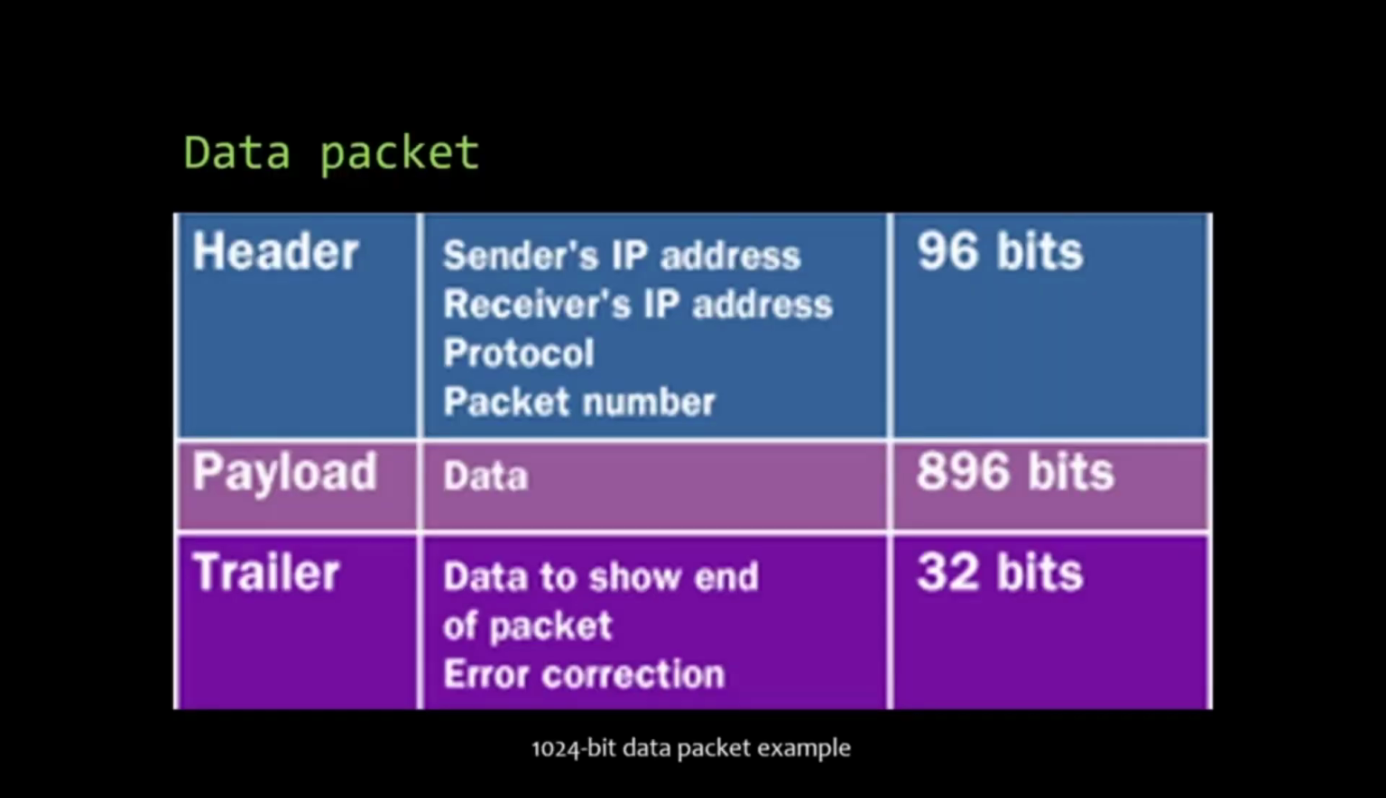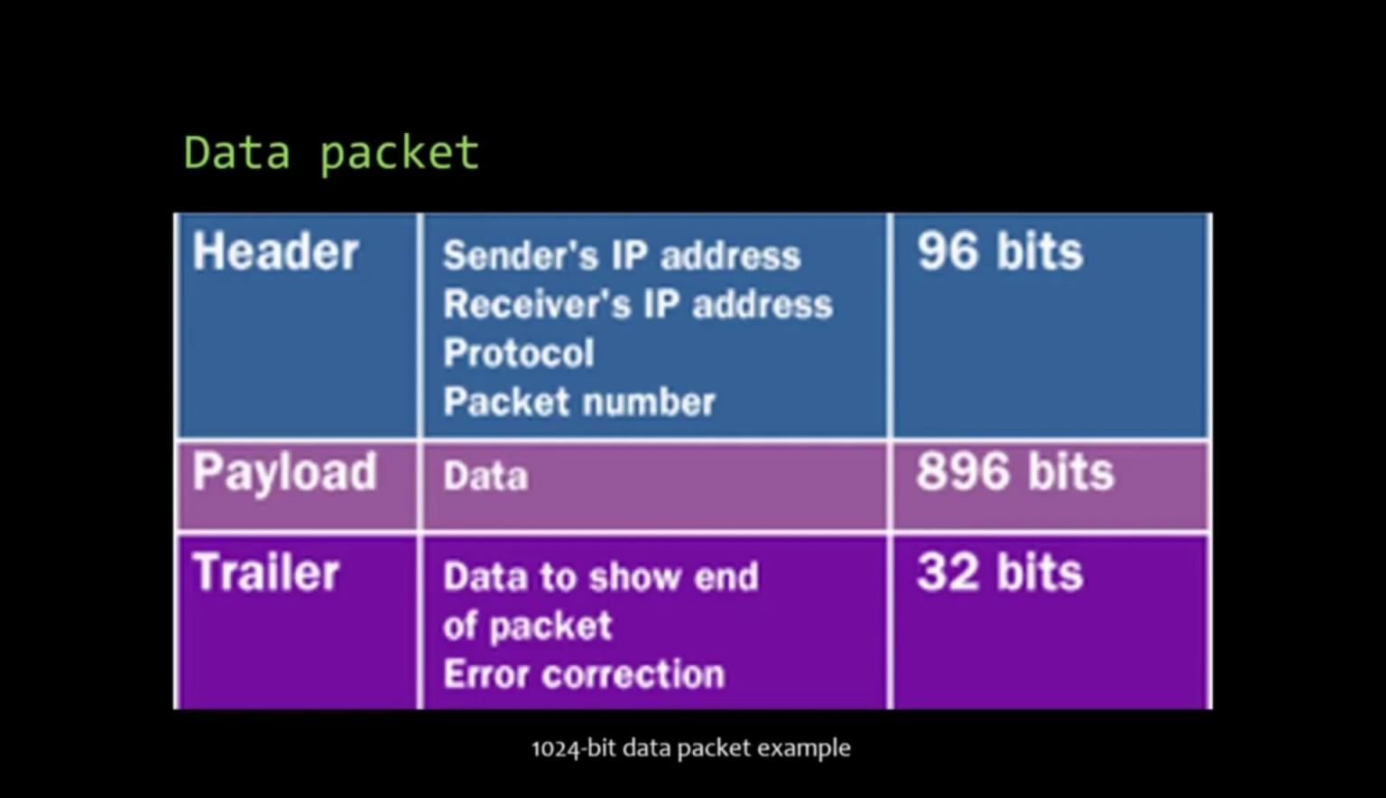This is an example structure of a 1024-bit data packet. It will have a header of 96 bits, which would have the sender's IP address, the receiver's IP address, the protocol it follows, for example, TCP/IP or SMTP, and it also has the packet number, meaning what position within the message this packet is itself. This is used at the destination for the reassembly of all the packets into one single message.